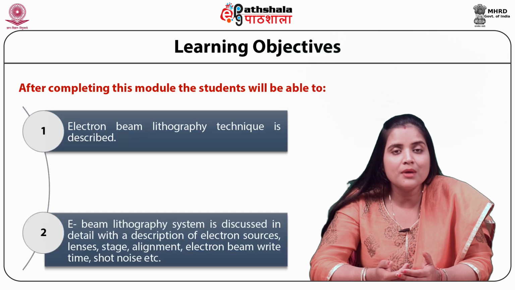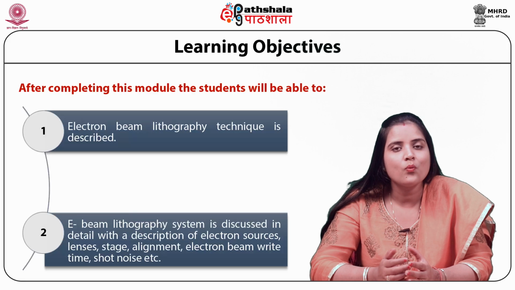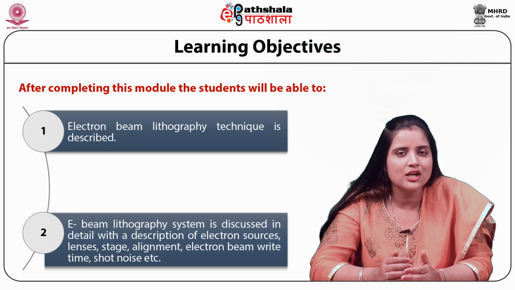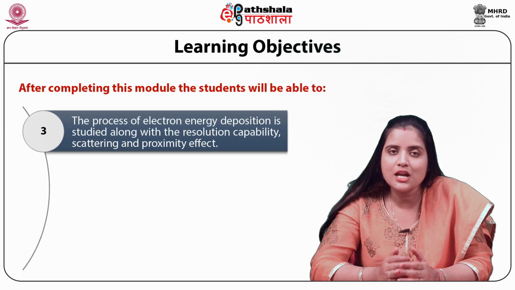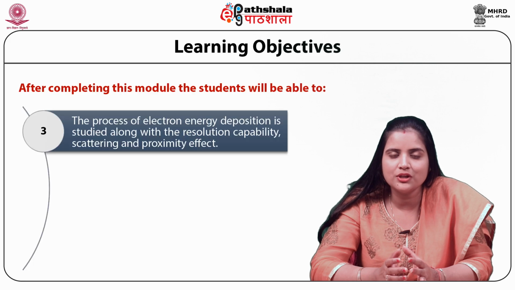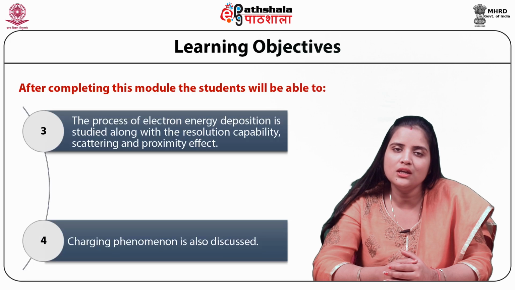Also, the E-beam lithography system is discussed in detail with a description of electron sources, lenses, stage, alignment, electron beam, write time, shot noise, etc. In addition, the process of electron energy deposition is studied along with the resolution capability, scattering, and proximity effect. Finally, the charging phenomena are also discussed in this module.